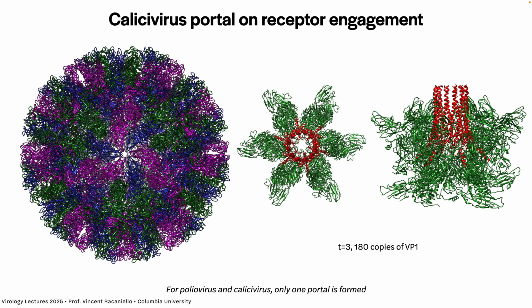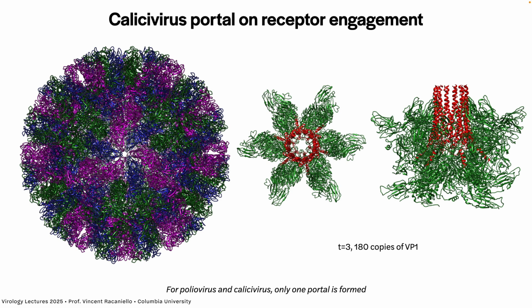And noroviruses or caliciviruses do a similar thing. Here's the calicivirus particle. And when they engage their receptor, a portal is formed at one 5-fold axis of symmetry. So you can see a top-down view and a side view of that portal. Only one portal is formed. So your question before, how many receptors do you need? Well, you only need one 5-fold axis in both cases to be engaged to get uncoating.